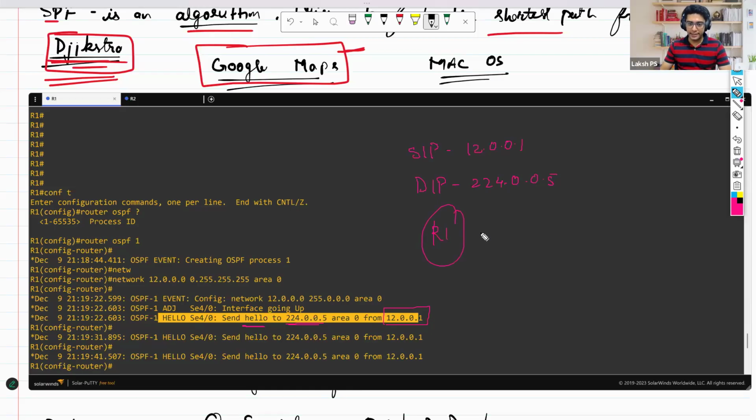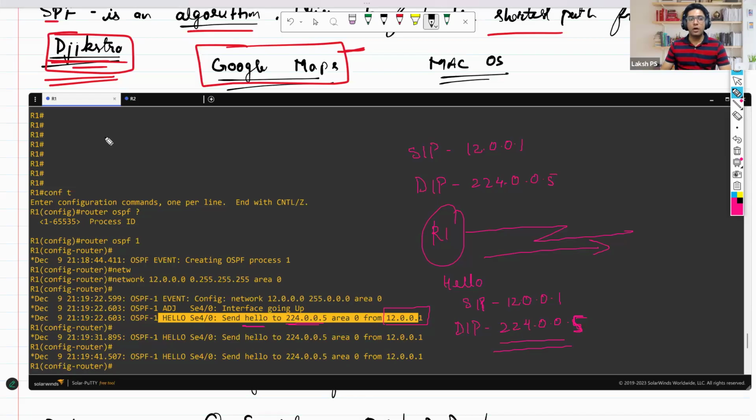R1 is sending hello messages. It is sending a hello message with the source IP as 12.0.0.1 and the destination IP as the multicast IP of 224.0.0.5. Now, what is this multicast? We did not discuss what a multicast means.